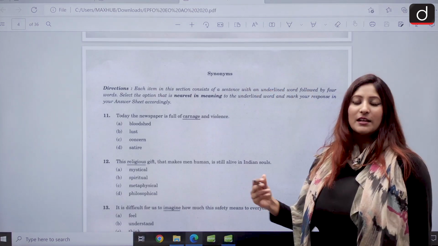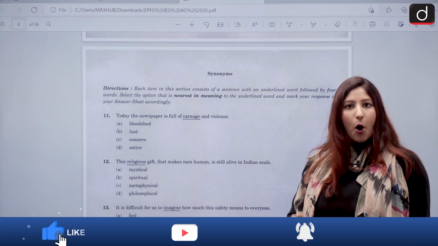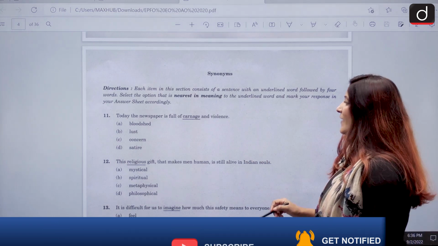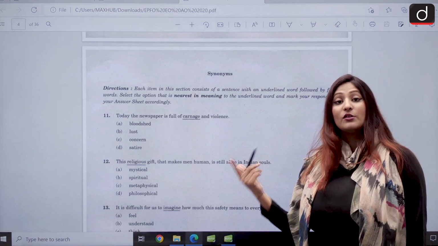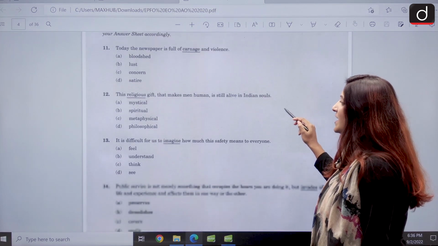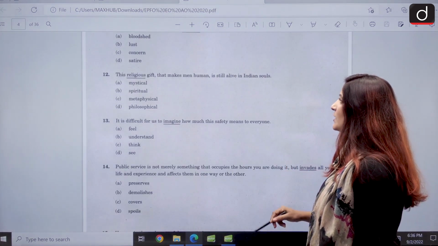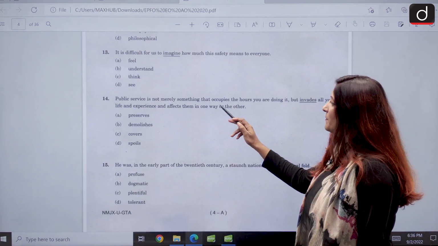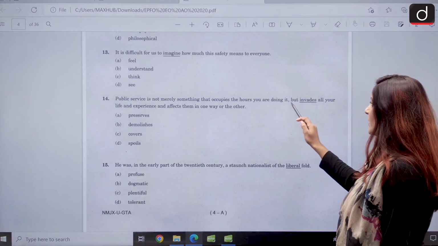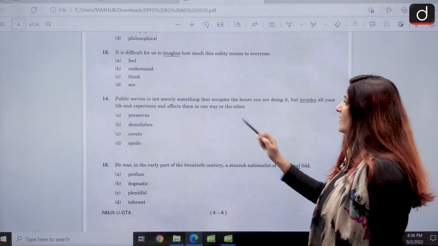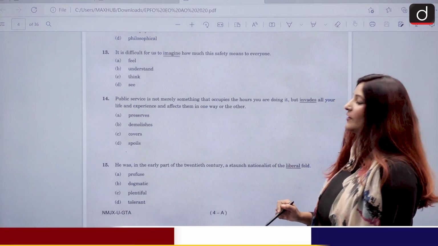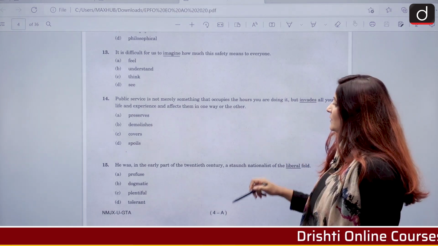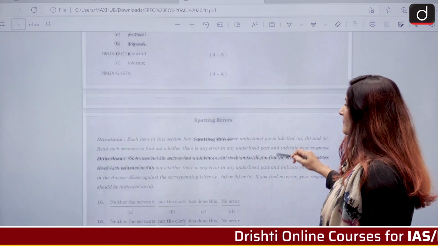Now we have synonym, that means similar. Antonym means opposite. Synonym: "Today, the newspaper is full of carnage and violence." What does carnage mean? Again, you have to strengthen your vocabulary. "This religious gift that makes men human is still alive in Indian souls." "Public service is not merely something that occupies the hours you are doing it, but invades all your life and experiences and affects them in one way or the other." So UPSC is trying to send you a message as well through the paper. So again, importantly, synonym.